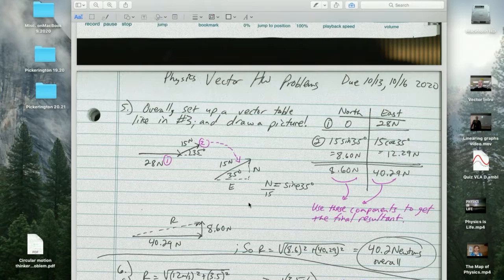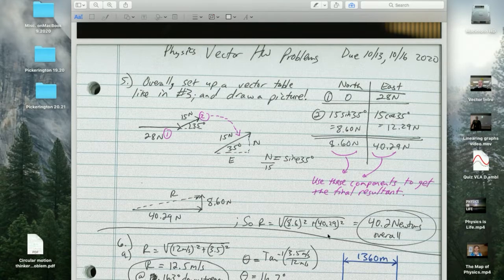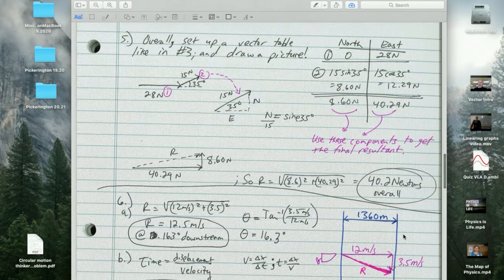So to find the north side, it's the sine, because it's the opposite over hypotenuse. So north over 15 is equal to sine of 35 degrees. So rearranging that, 15 times the sine of 35 degrees equals 8.60. And then going to the east, that would be 15 cosine of 35 degrees. So when I add all those up, I get 8.6 in one direction, 40.29 in another. And I use Pythagorean theorem to get my overall. Actually, that doesn't make sense. Let me check. Let me do the math.